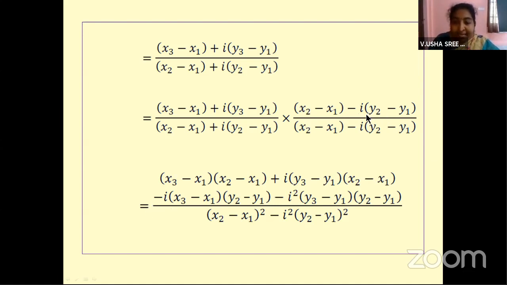minus i into x3 minus x1 into y2 minus y1. And then i into this i is i square, plus into minus is minus, so you have it as y3 minus y1 into y2 minus y1. All this is in the numerator. And in the denominator, it's like (a plus b) into (a minus b), children. So you will have it as (x2 minus x1) whole square minus i square into (y2 minus y1) whole square.